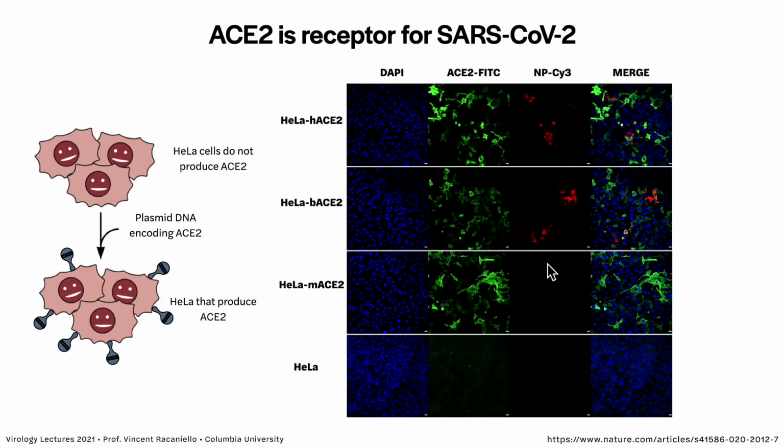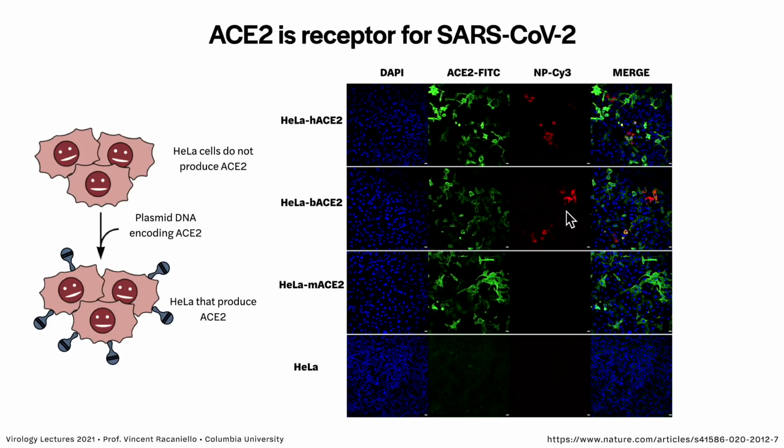Now, what's the control for this? HeLa cells without ACE2, all the way down here, right? No ACE2 by staining, no infection. Beautiful. Then they used bat ACE2. It's another extension of this, and bat ACE2 confers susceptibility to infection.